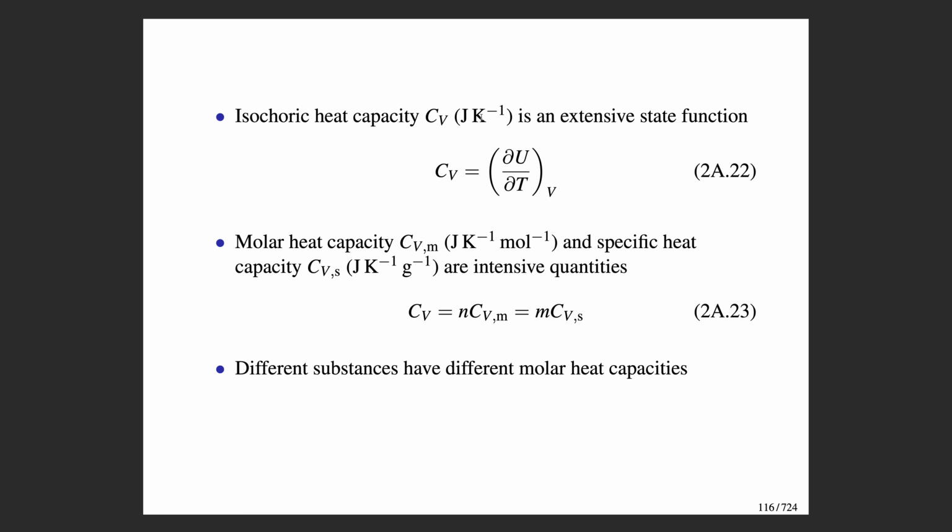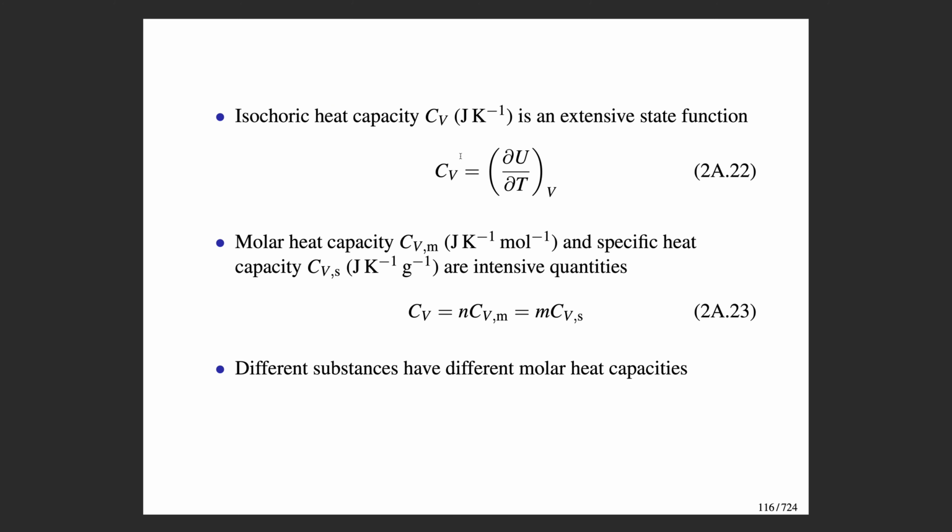It has units of joules per Kelvin. So internal energy is measured in joules, temperature is measured in Kelvin, so that's why it's joules per Kelvin. This is an extensive state function, so the heat capacity at constant volume is a property of the system. And because it's extensive, that means that the numerical value of the heat capacity depends upon the size of the system. So if you double the size of the system, you would expect the isochoric heat capacity to double as well. We often talk about the molar heat capacity, that is the heat capacity per mole.